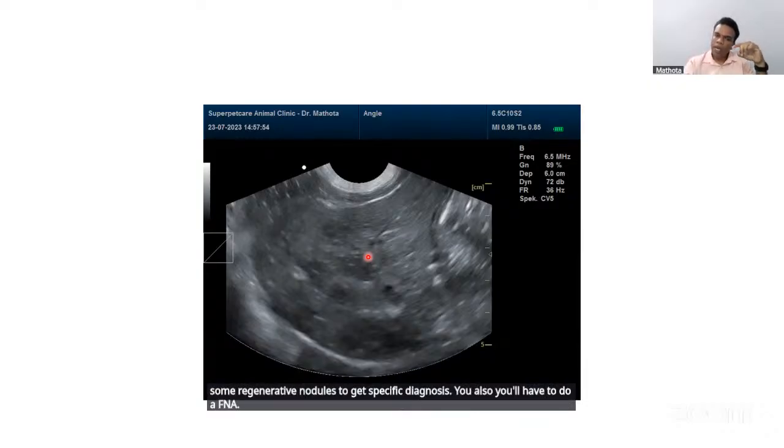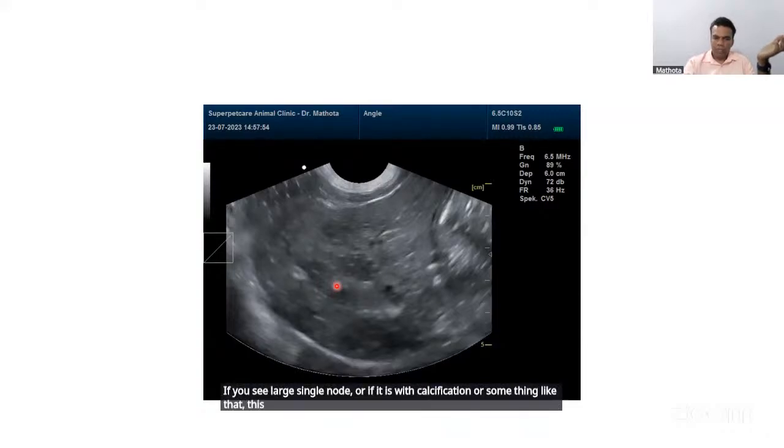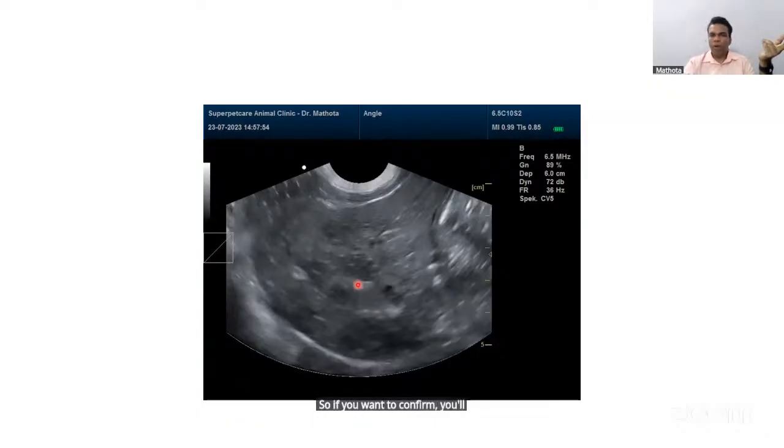If you see a large single nodule, or if it is with calcification or something like that, most of the time it is a cancerous condition. But here we can't confirm it. Sometimes this may be a metastatic condition, but we can't confirm it looking at this image. So if you want to confirm, we'll have to go for FNA.